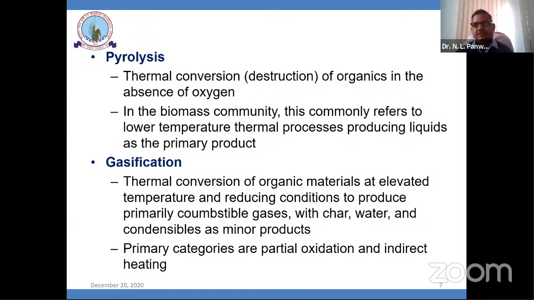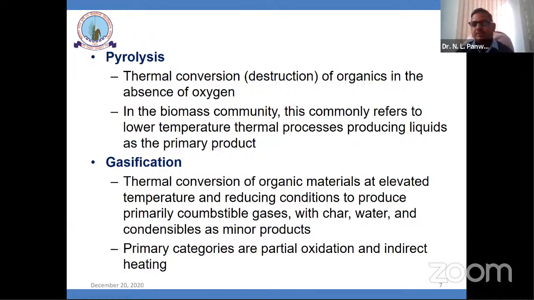So pyrolysis is a kind of thermal conversion process. Normally we refer to it as heating of the biomass in the absence of air. If we heat the biomass in the absence of air, then we can produce a kind of charcoal, and that charcoal can be used in domestic applications or in industrial applications also.